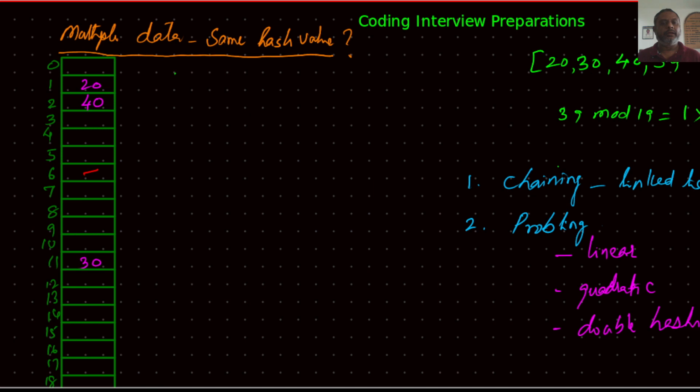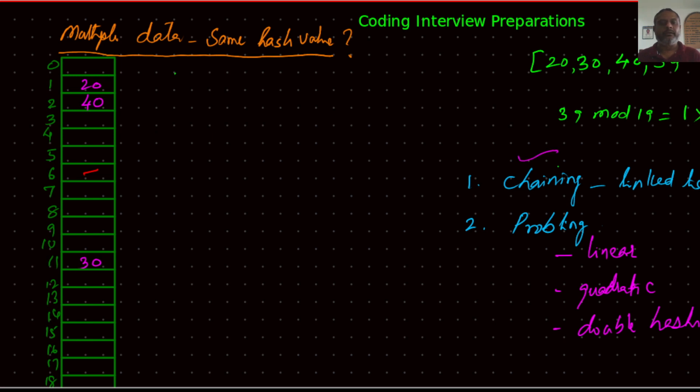And we encountered that in the last session when we tried to save 39. 39 mod 19 was 1, and 1 was already occupied by 20. So we can't write 39 at this place. So the next option would be either go for chaining or go for probing. So first let us understand what this chaining is.